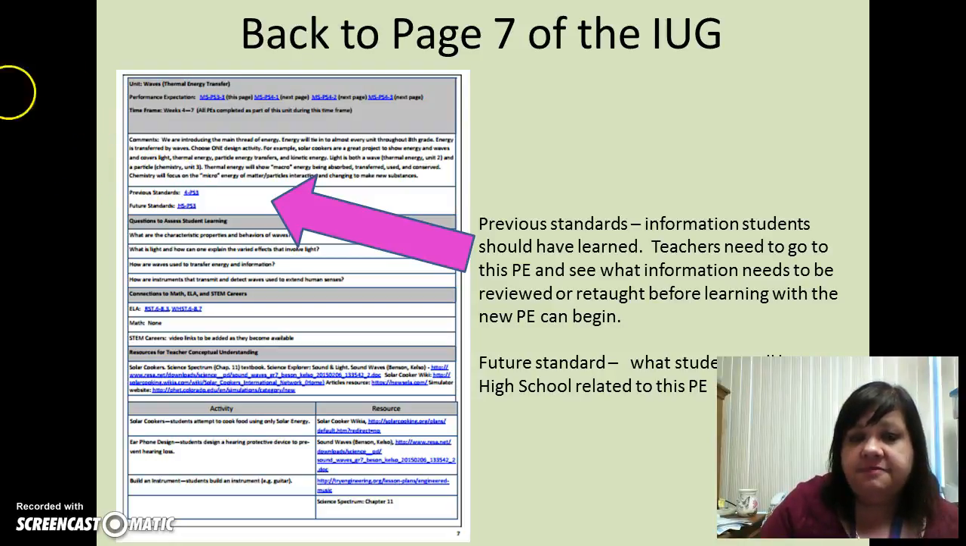The next thing it talks about are the future standards, and the future standards is where it's heading in high school. So the teachers need to look at the previous standards to say this is where they should have been, what they should have learned, and this is where they're going. So they can tell students in high school, this is what you're going to do with that information.